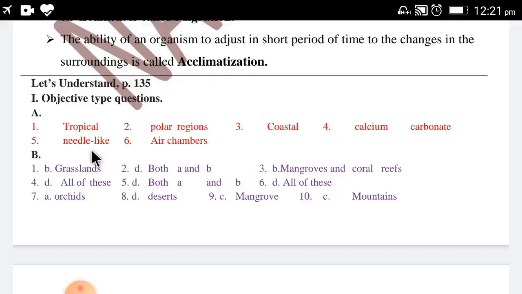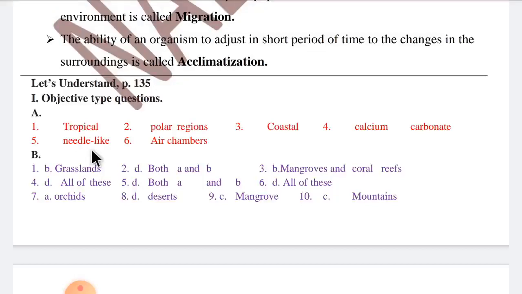Fifth one: trees of boreal forest have dash leaves to protect them from damage. The correct answer is needle-like leaves. Next is: stems of aquatic plants have dash that allow them to float in water. They have air chambers. Air chambers.